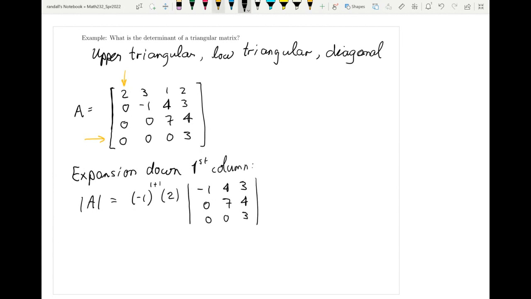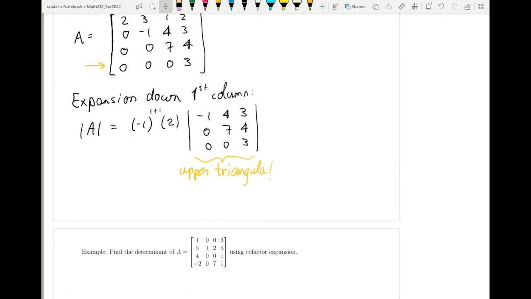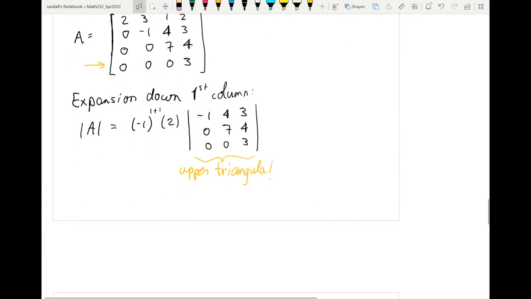All right, now here's the interesting feature. It's also upper triangular. Okay, so what that means is it itself, this minor I have to compute, is also pretty easy to compute. Okay, so let's go. So I'm going to continue on with this. So it's equal to, so far I have a 2 here.